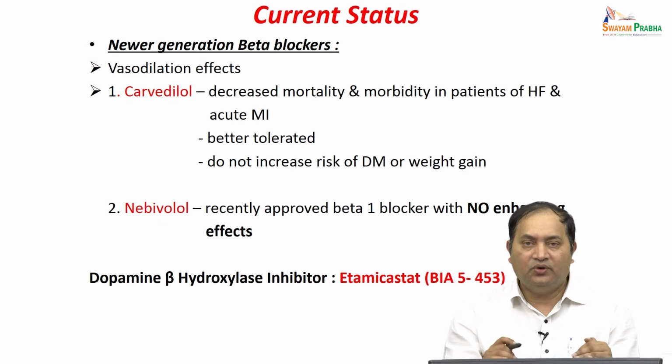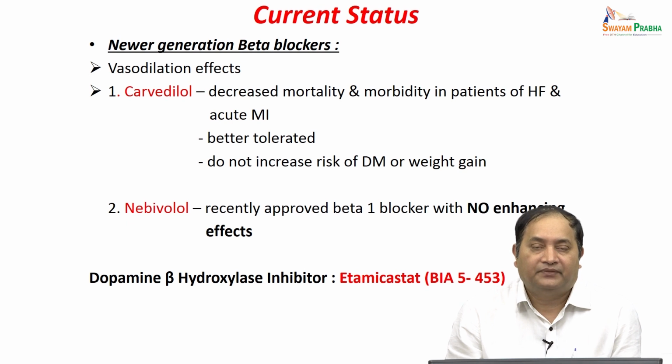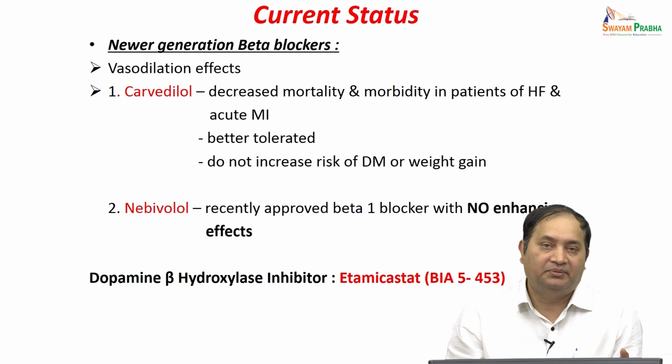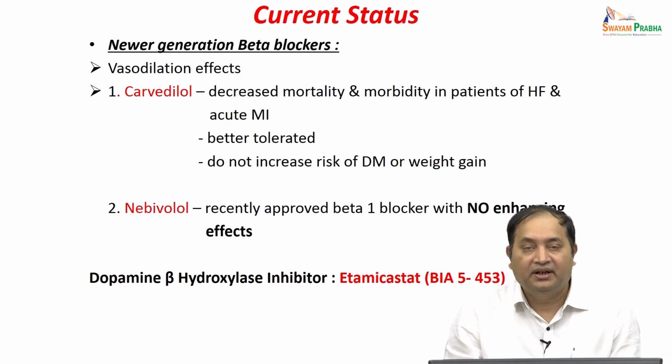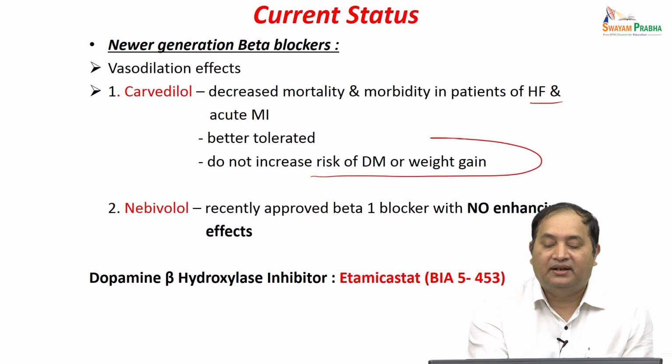Now, if you look at the current status, we have newer beta blockers that have vasodilatory property. We call them vasodilatory beta blockers. For example, the most commonly used vasodilatory beta blocker, which also has antioxidant property, is carvedilol. It causes decreased mortality and decreased morbidity in patients with heart failure or acute myocardial infarction. This drug is better tolerated and they do not have increased diabetes mellitus and weight gain.